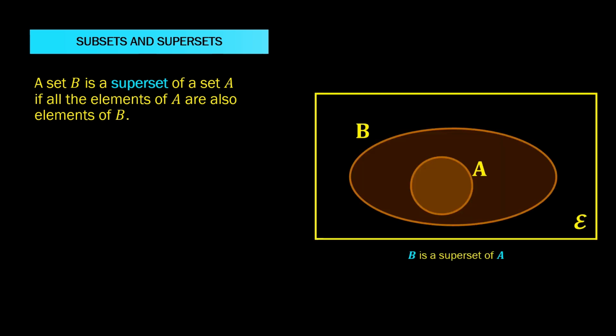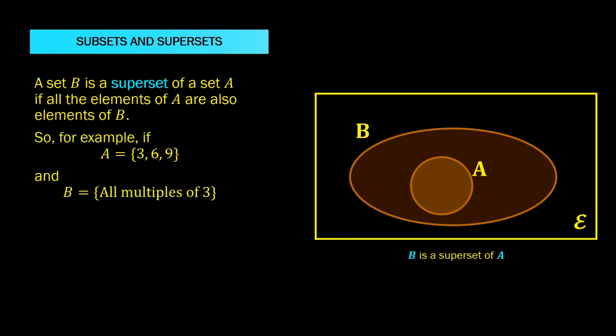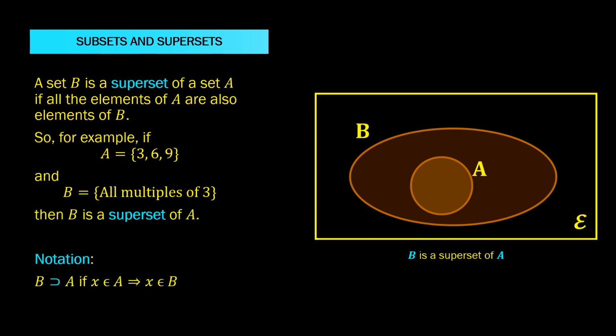Conversely, we can describe a superset as follows. A set B is a superset of a set A if all the elements of A are also elements of B. We can use the same example to illustrate this as well. And in notation, we would write this as B is a superset of A if X is a member of A implies X is a member of B.